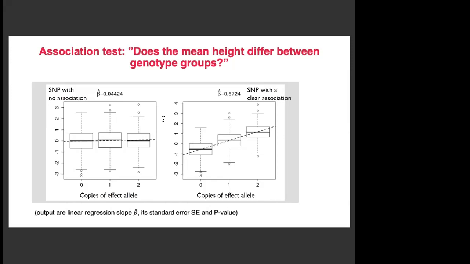Yes, it can be negative. This is just one example. And here is an example of a SNP that is associated with the height phenotype. We can see that as the number of effect alleles increases, the effect size on the y-axis increases as well.